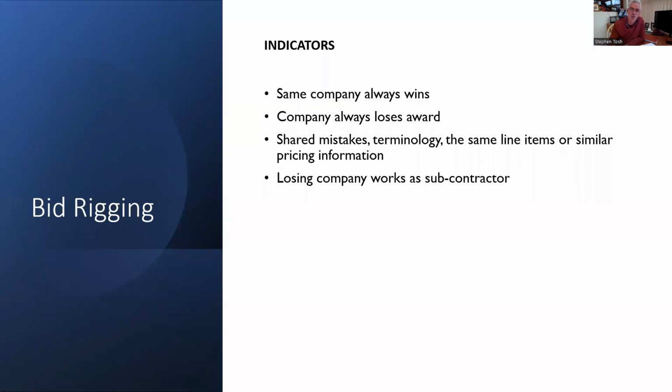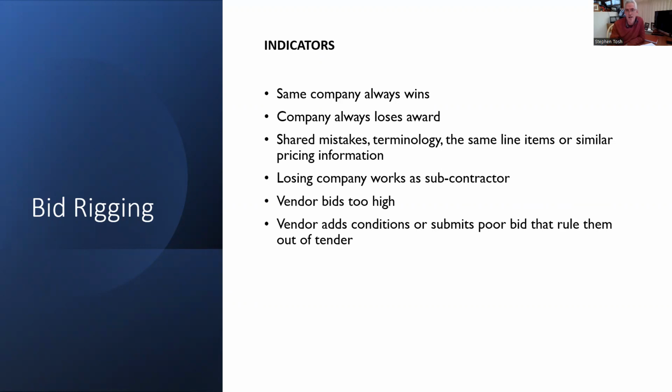particularly where, and I've certainly had it on one occasion, as another example, where a winning company is awarded the contract, turns it down, and actually says, in actual fact, we can't do it, but this other company will be able to do it for you. Now, they were ruled out during the tender process because of poor quality of services, but now they're saying they should be the main contractor. So if they come in as a subcontractor, again, it might be an indicator of collusion between the companies. Again, vendor bids too high, adds conditions, or submits a poor bid.